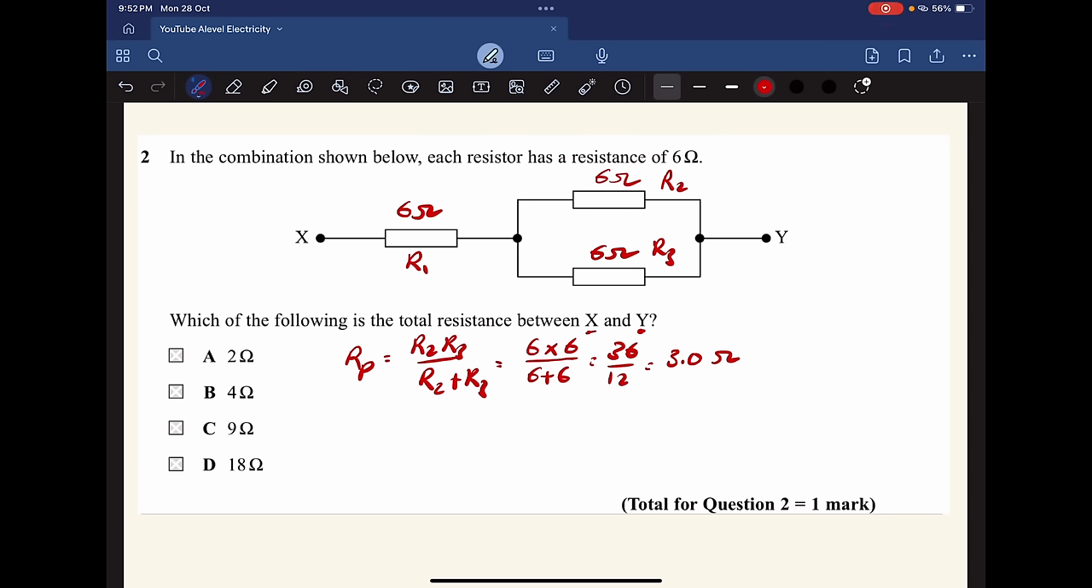If we have any two equal resistors connected in parallel, the resistance of one of them must be halved. Then Rp is connected in series with R1, so Rp plus R1 will give us the R total. Rp is 3 ohm plus R1, which is 6 ohm, equals 3 plus 6, 9 ohm. So the total resistance is 9 ohm.